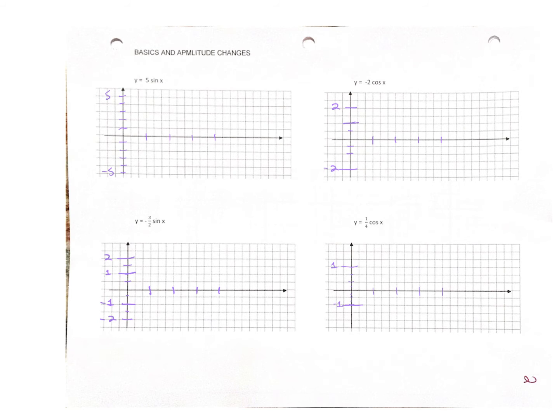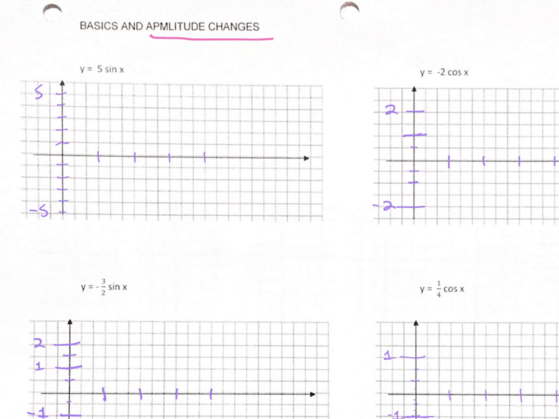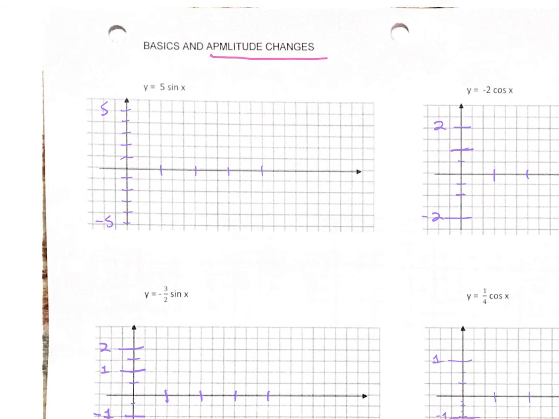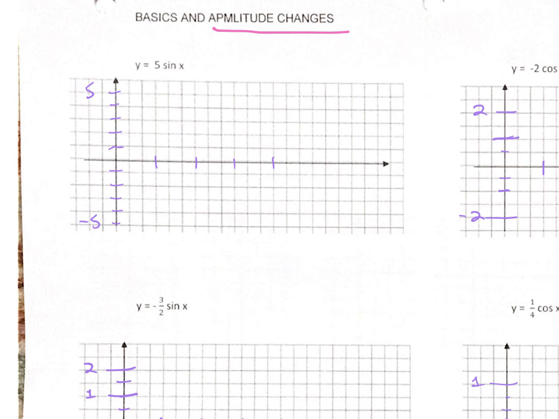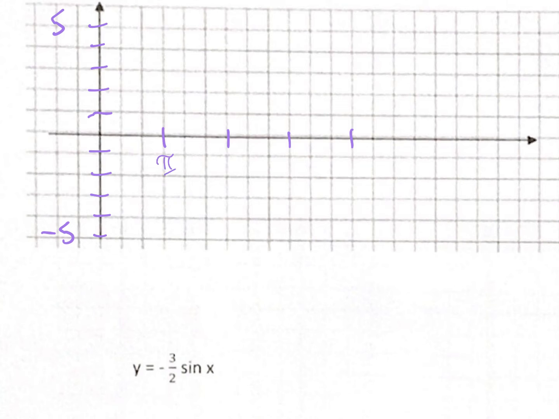I'm probably not going to do all of these, but I'll do probably 3 of them for you. So the difference here now, for this amplitude change, we have a number out in front of the sine or in front of the cosine. And what that does is it changes how high and how low the graph goes. We're still going to have our same x-axis markers, pi over 2, pi, 3 pi over 2, and 2 pi.